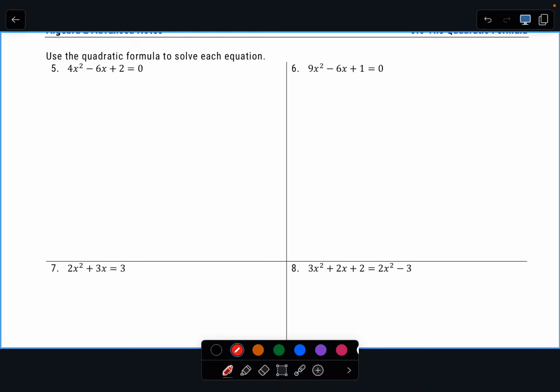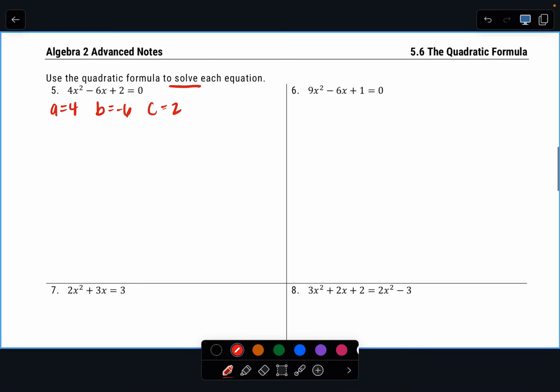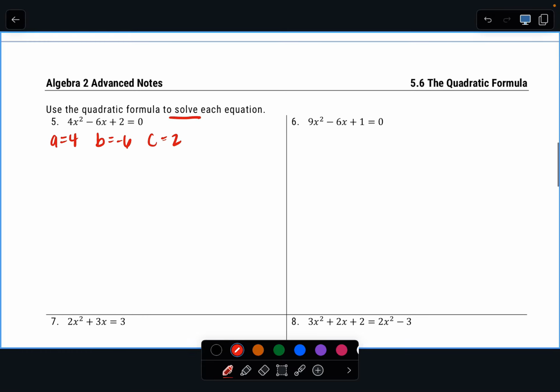Let's go ahead and identify what is my a? 4. What is my b? -6. And my c is 2. Now, the one thing you have to be careful of, this question wants me to solve. So that means I need to use the full quadratic formula. If you need to write it at the top so you don't have to flip back and forth, it's -b plus or minus the square root of b squared minus 4ac, all over 2a.